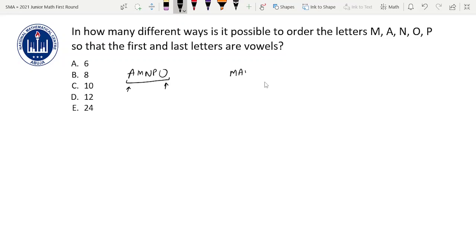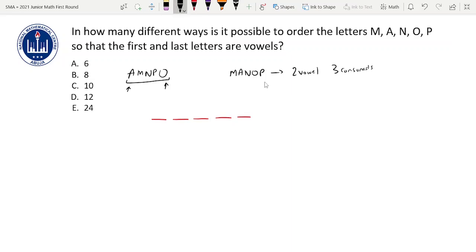Okay, so we're meant to reorder these letters M, A, N, O, P. And if you look at these letters, you'll see that we have two vowels here and three consonants. So let's keep this aside now. Let's say we'll have 5 spaces that we want to fill in with these letters in such a way that we'll have a permutation of M, A, N, O, P, and we'll also have the first and the last letter to be vowels.